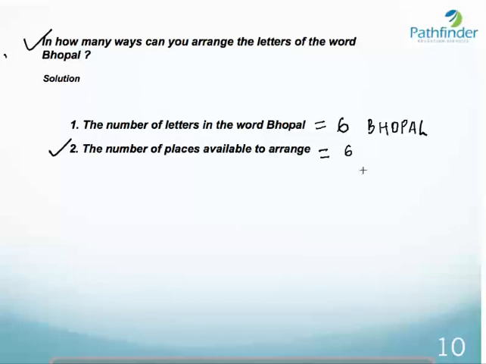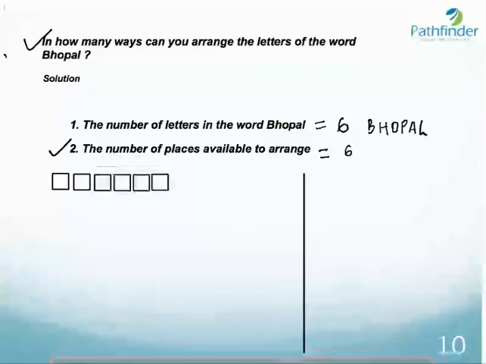So, we can use both the fundamental principle of counting and the formula of permutation to solve this question. So, let me solve this question by both the methods. On the left hand side, we will see how to solve this question by the fundamental principle of counting. And on the right hand side, we will take a look at how to solve this question by formula. So there are 6 places and we have to arrange the letters Bhopal on these 6 seats.